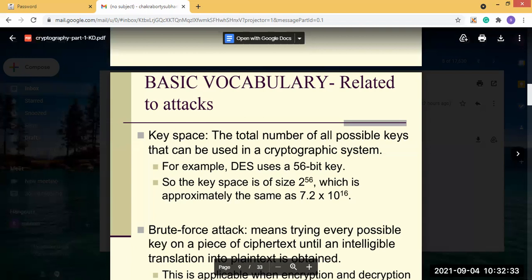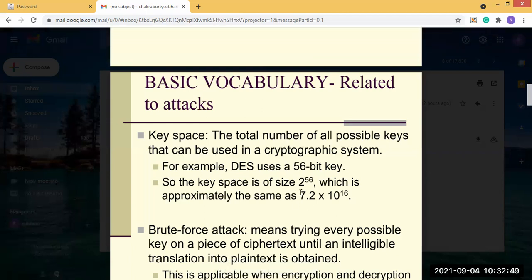And what does a brute force attack say? A brute force attack says to try every possible key on a piece of cipher text until an intelligible translation into plain text is obtained. That means if we want to break DES, the encryption made through the Data Encryption Standard, a brute force attack says: try out every possible solution.